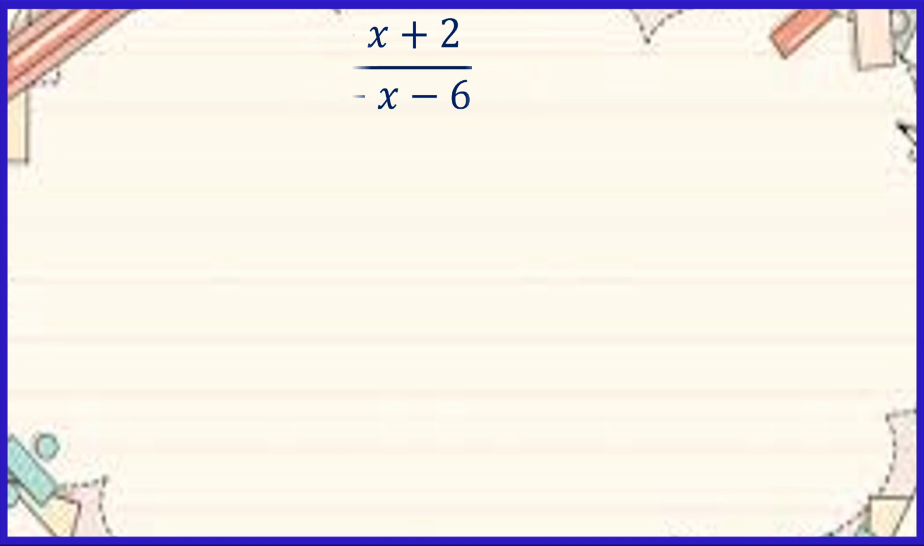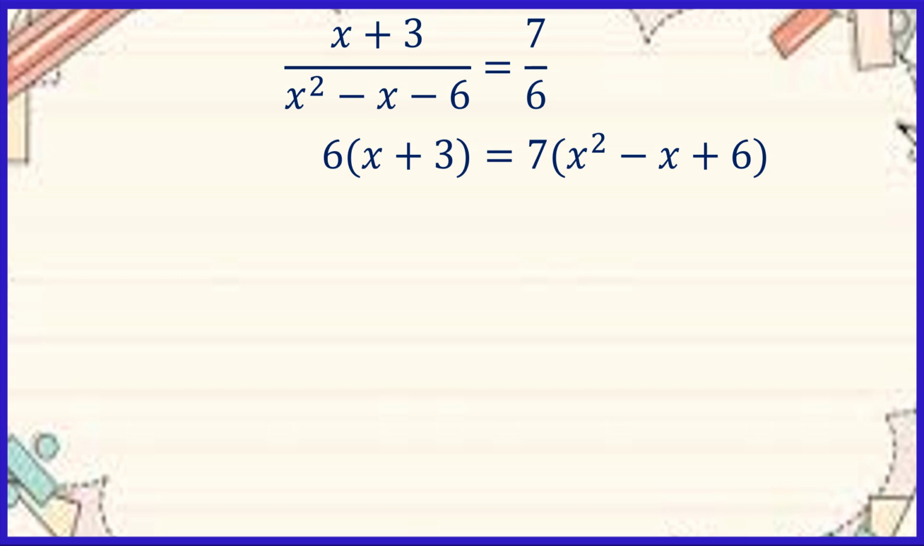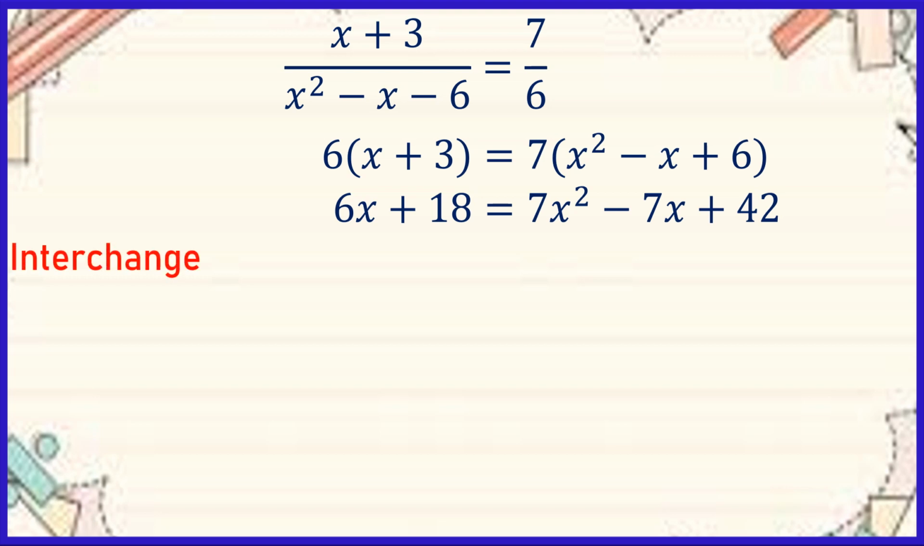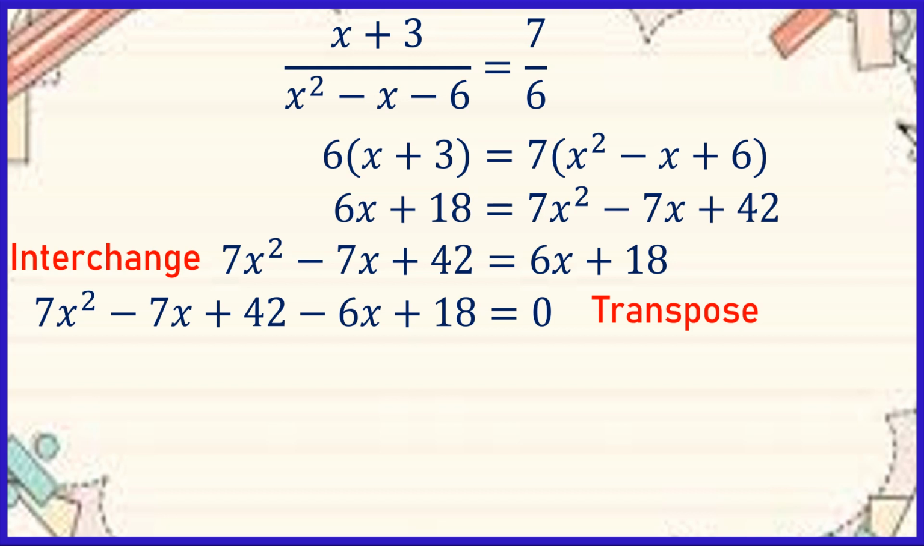Combining 1 plus 2, we get (x plus 3) over (x squared minus x minus 6) is equal to 7 over x. Then cross multiply, we get x times (x plus 3) is equal to 7 times (x squared minus x minus 6). Distributing, we get the two sides, and we interchange. Then we are going to transpose to the other side and combine like terms. We get a quadratic equal to 0.